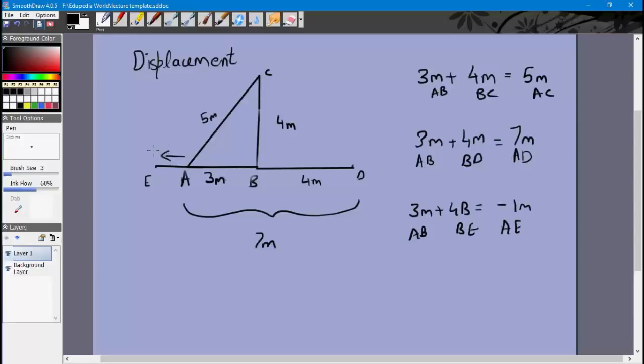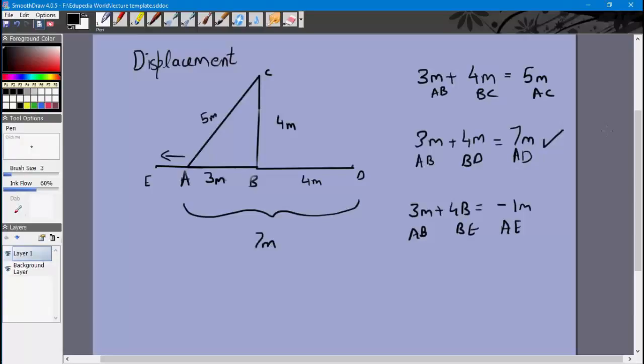So we see that displacement is a physical quantity which follows a somewhat different rule. When you're talking about distance, 3 meters plus 4 meters is always 7 meters. When you're talking about mass, 3 kg plus 4 kg is always 7 kg. But when you're talking about displacement, 3 meters plus 4 meters could be 7 meters, could be 5 meters, could be minus 1 meter, or in fact could be many other different things. So these types of quantities are called vectors.